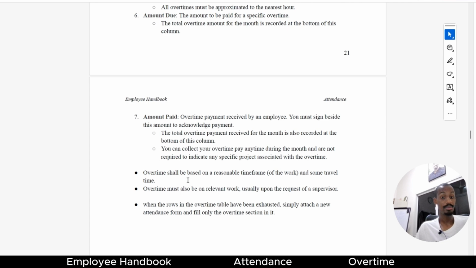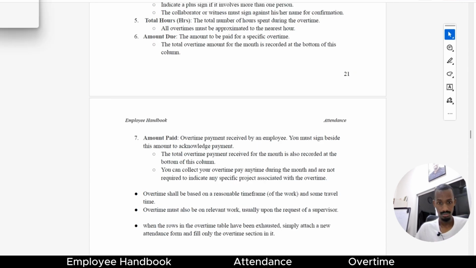Overtime shall be based on a reasonable time frame of the work, and some travel time as well. So overtime should be reasonable. You cannot just go to deliver, let's say, one chair and then say you spent 3 hours there. The company will assess and see if it's reasonable or not. And some travel time.